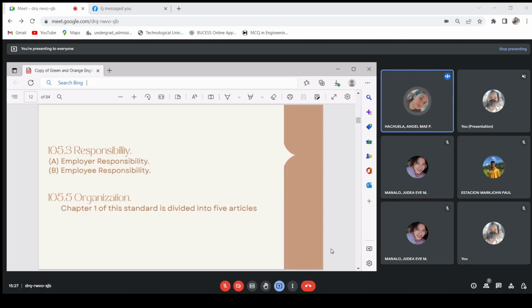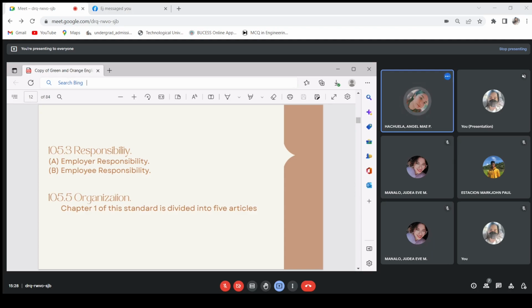So let's proceed with Article 105.3, which is responsibility. There are two types here. The first one is employer responsibility. The employer shall have the following responsibilities. Number one is to establish, document, and implement the safety-related work practices and procedures required by this standard. Number two is to provide employees with training in the employer's safety-related work practices and procedures. Second is employee responsibility. Yung responsibility naman ng isang employee is to comply with the safety-related work practices and procedures provided by the employer.